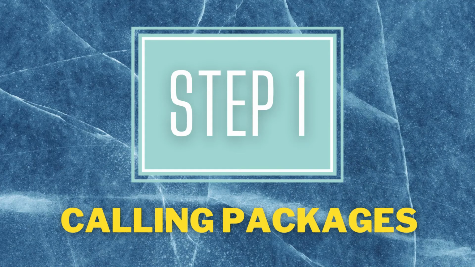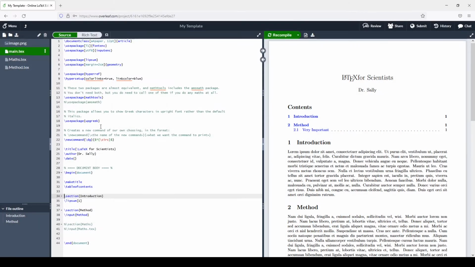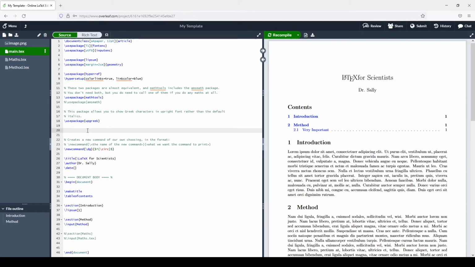Step 1. Packages. Nice and easy to start us off. We're going to call the graphicx package, which helps the compiler to handle images without mucking it up. So in our preamble, we type \usepackage{graphicx}. And that's the only thing that we need for the basics of figures.